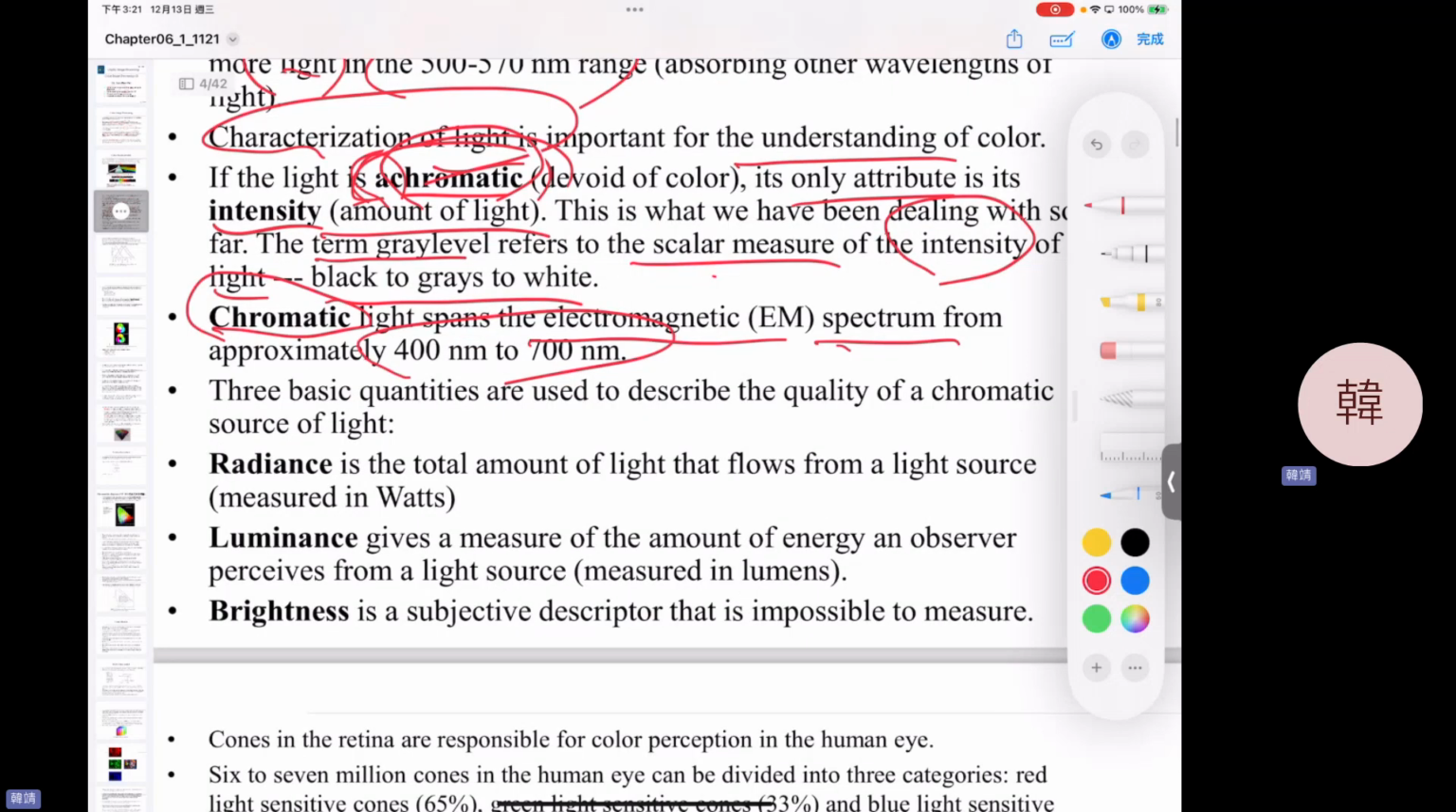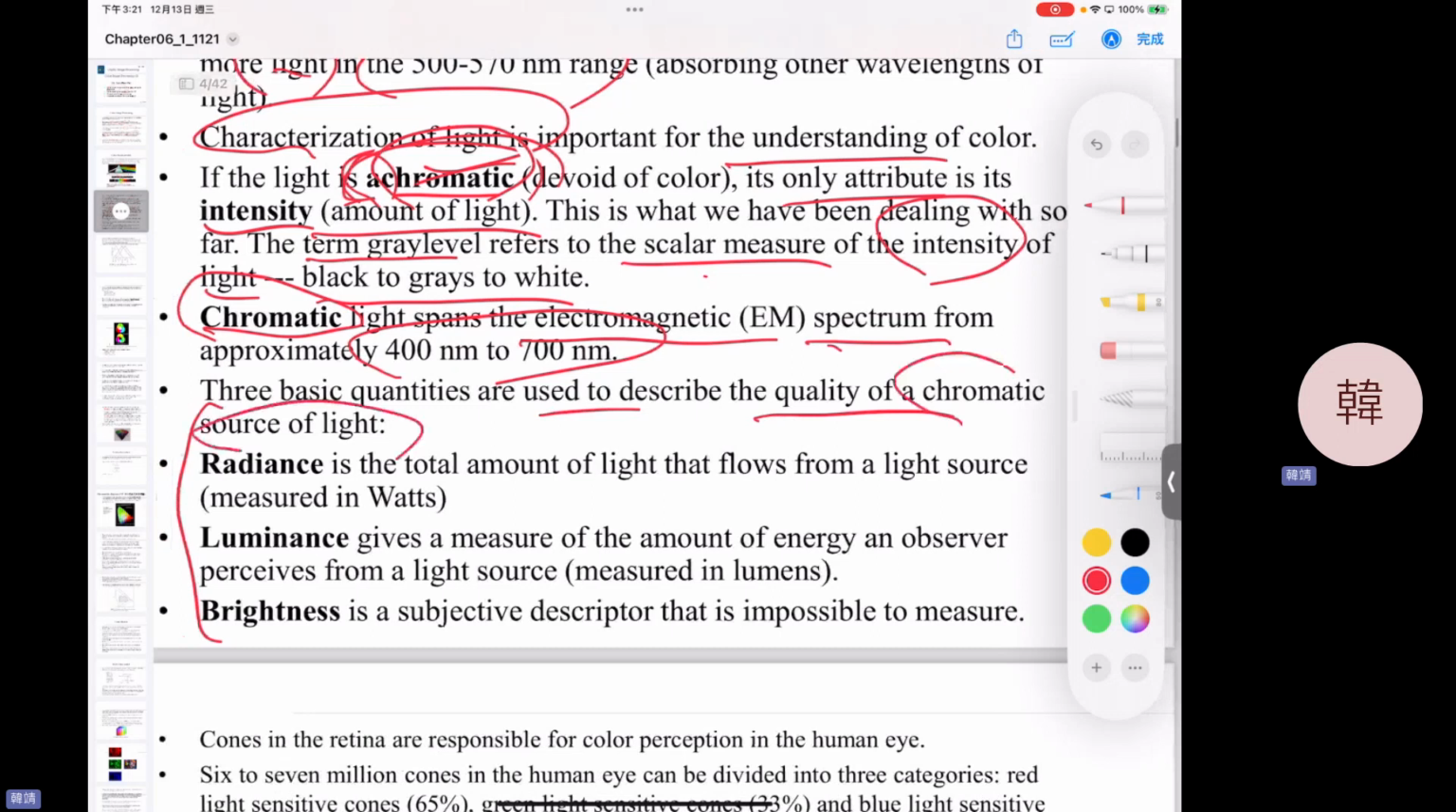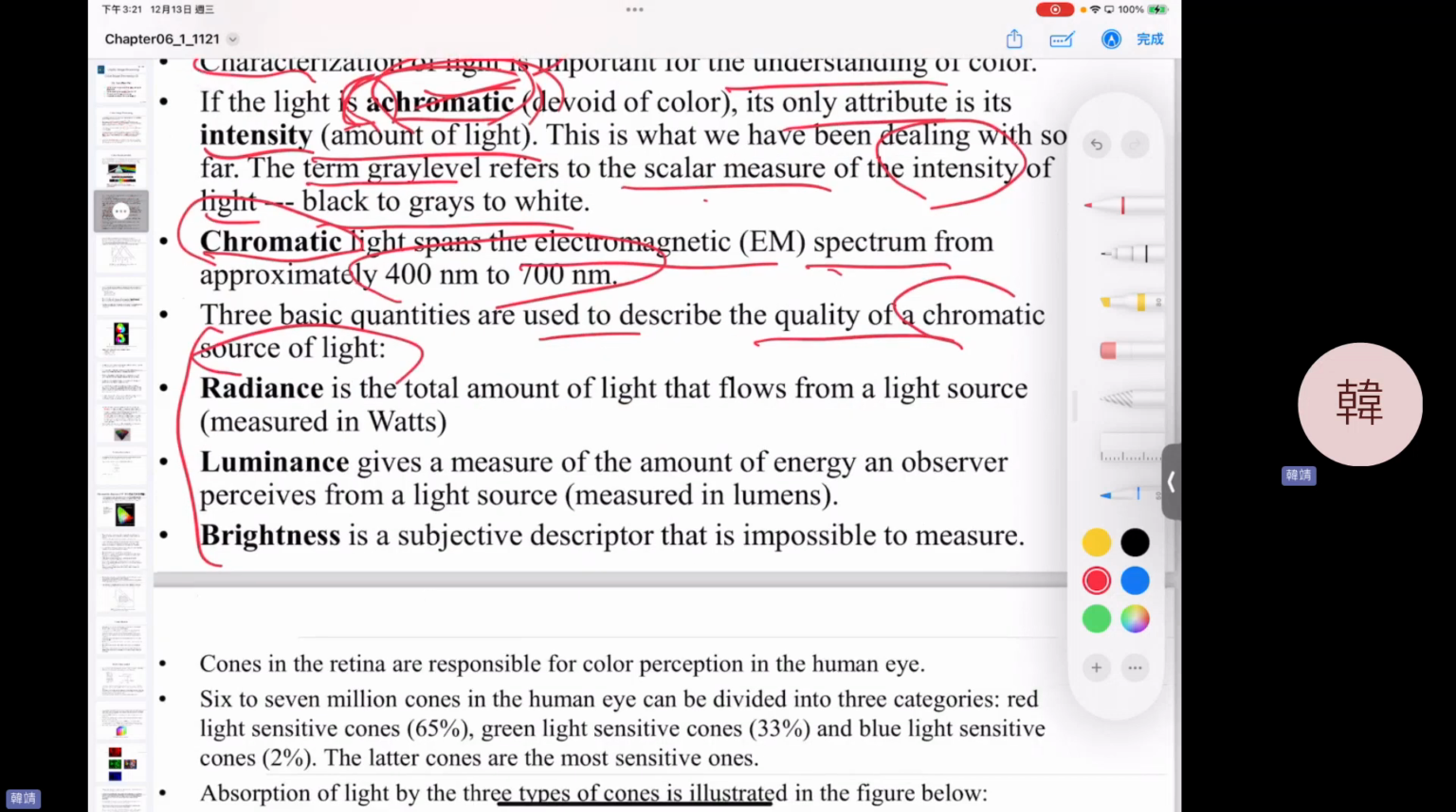And the basic quantities used to describe the quality of a chromatic source include these. We are looking at the chromatic source of light. How do you describe it? The first one is the radiance. What is radiance? Radiance is the total amount of light flowing from a light source, measured in watts. And luminance gives a measure of the amount of energy an observer receives from a light source, measured in lumens.